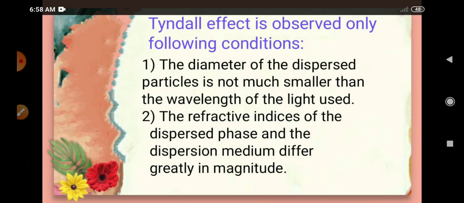Tyndall effect is observed only in the following conditions. The first condition: the diameter of the dispersed particles is not much smaller than the wavelength of the light used. Second: the refractive indices of the dispersed phase and the dispersion medium differ greatly in magnitude.